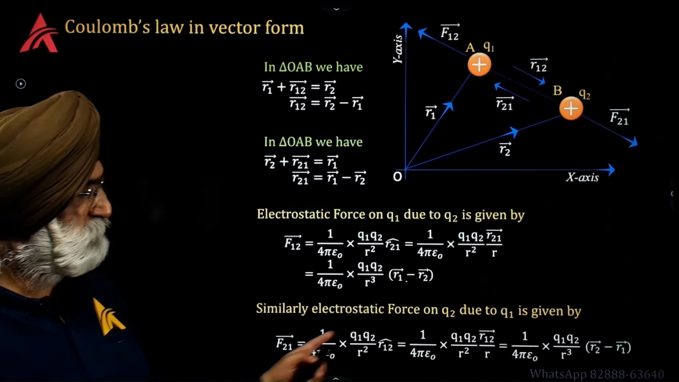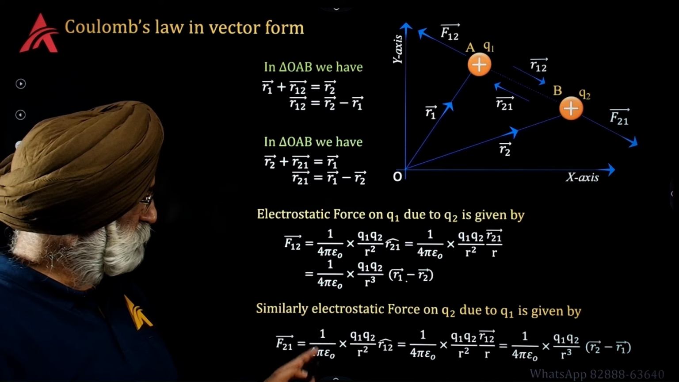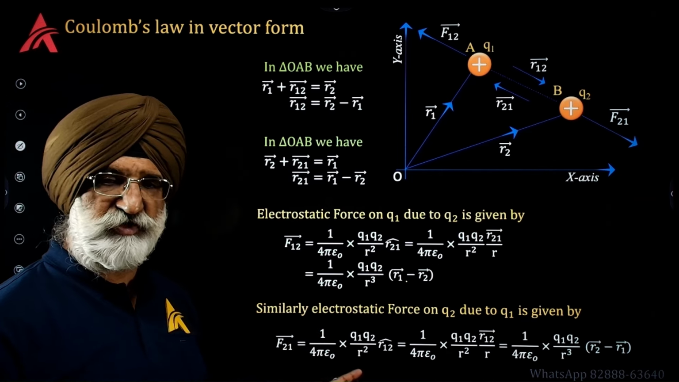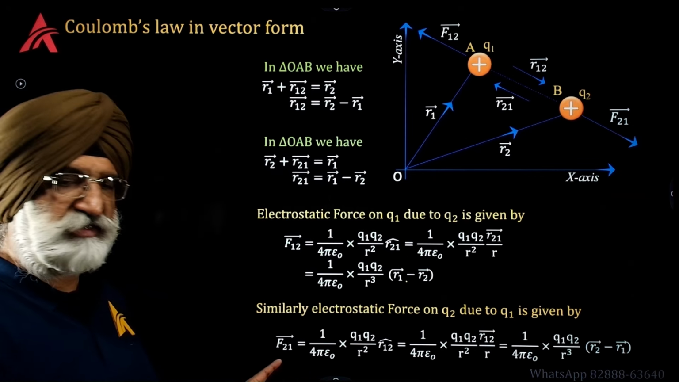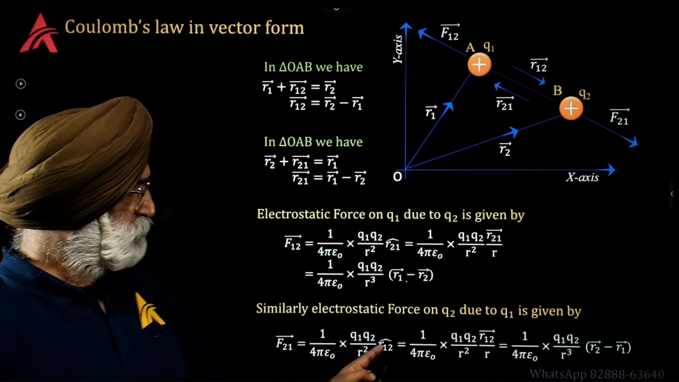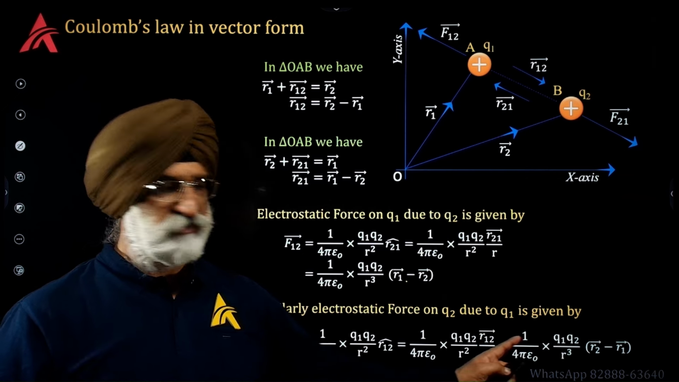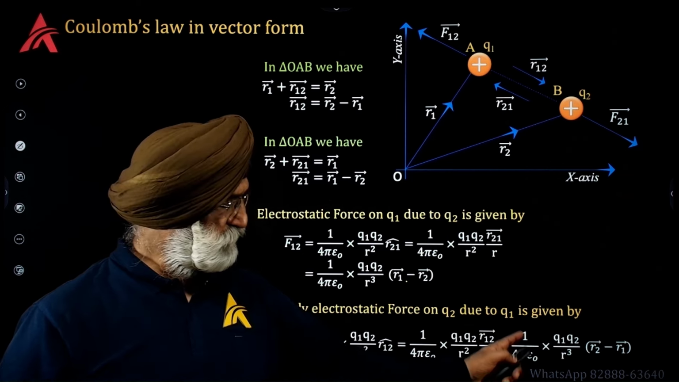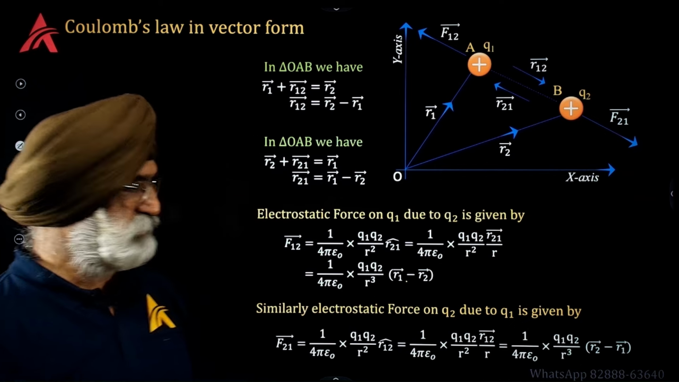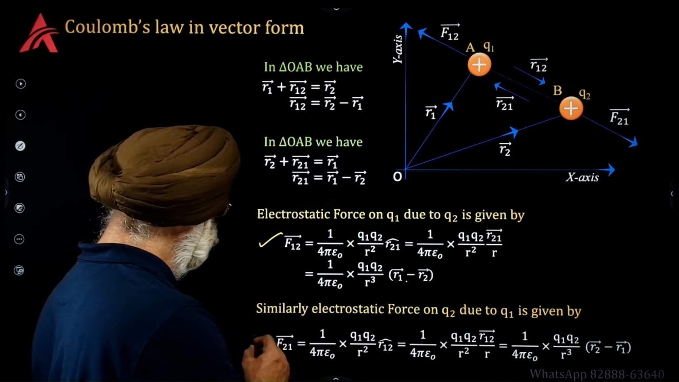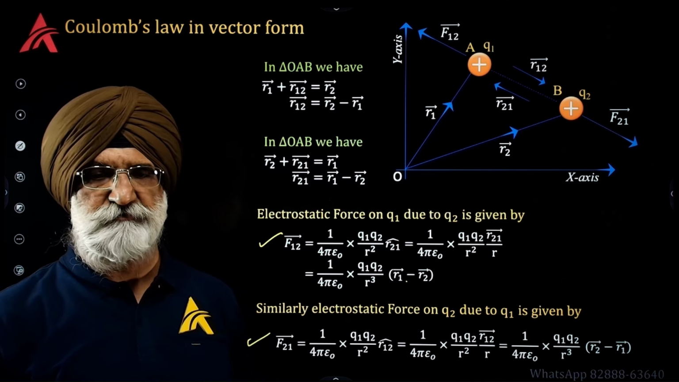Similarly, the electrostatic force acting on charge Q2 due to charge Q1, that is F21, is 1 upon 4 pi epsilon naught Q1 Q2 upon R square R12 cap. R12 cap is a unit vector pointing in the direction of F21. So R12 cap can be written as R12 vector upon R. The final expression which we will get is 1 upon 4 pi epsilon naught Q1 Q2 upon R cube into R2 minus R1. So these are the two forms where we can represent Coulomb's law in vector form.